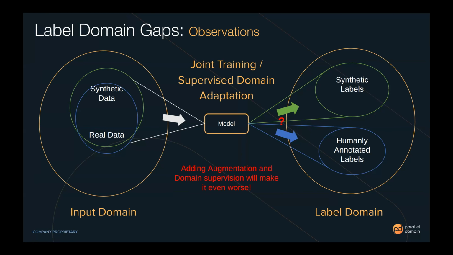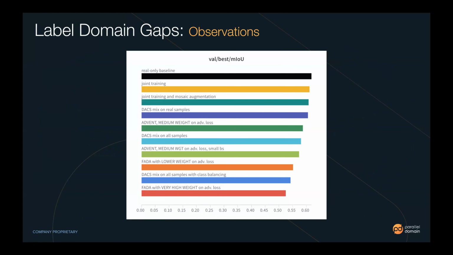And I can also see this here in the performance. Again, on the segmentation, we see that training only on real data performs best. Joint training already performs slightly worse because the model wasn't able to differentiate the input domains. And then with each domain adaptation approach we added, we got worse and worse and worse because the model got worse and worse at differentiating the input domain.